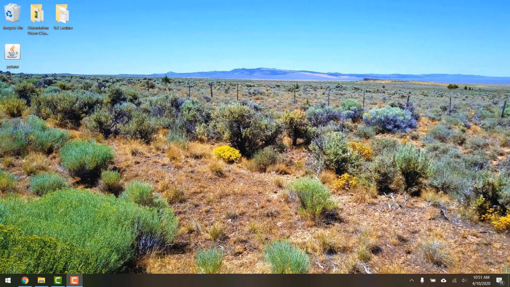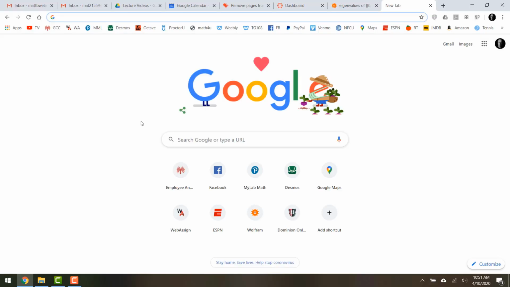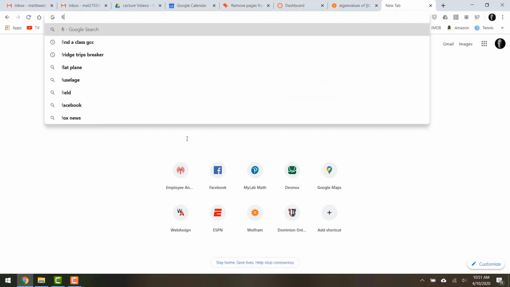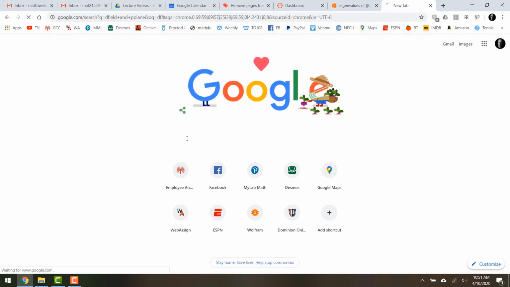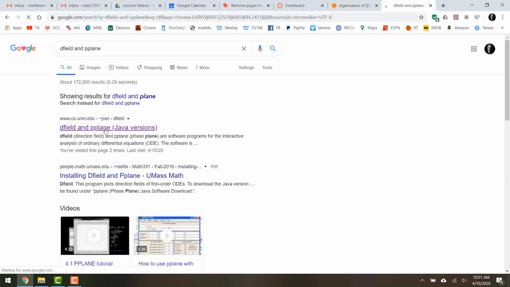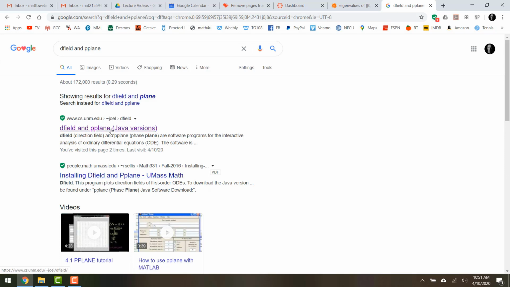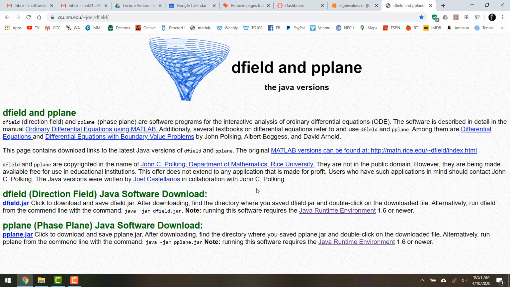Okay, we're going to be using dfield, pplane, that website that we used earlier in the semester when we did direction fields. But now we're going to do it for phase plane portraits. So go to the internet, and in your search type in dfield and pplane. You should see something that says the Java versions. Go ahead and click on that. Your website should look something like this. Last time we used this dfield one, and now you're going to download the pplane instead.